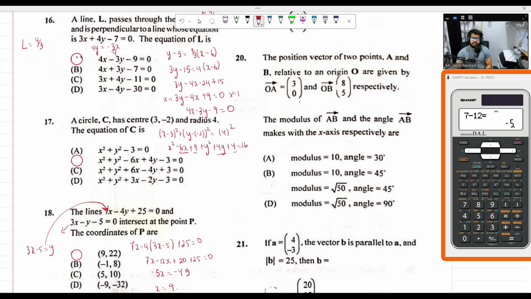Well, let me get what AB is. AB is again minus OA plus OB, which is minus 3, 0 plus 8, 5. Minus 3 plus 8 is 5, so 5, 5. So what is going to be the magnitude of this vector? 5 fives are 25, plus 25, and the square root of that is going to give me the square root of 50.